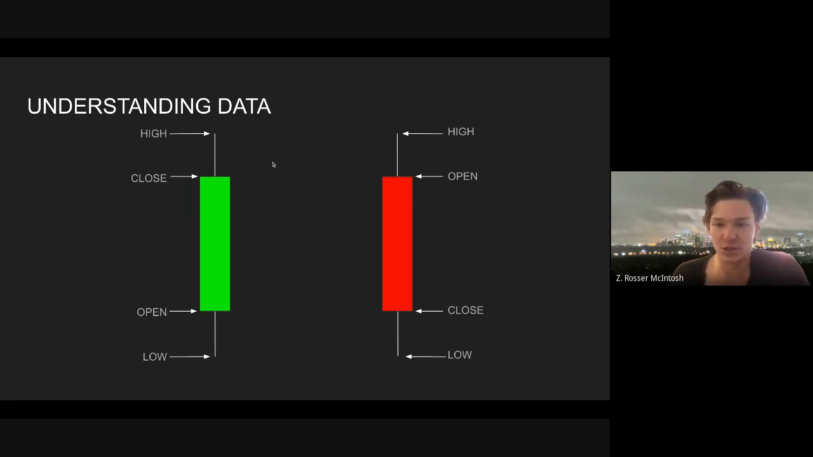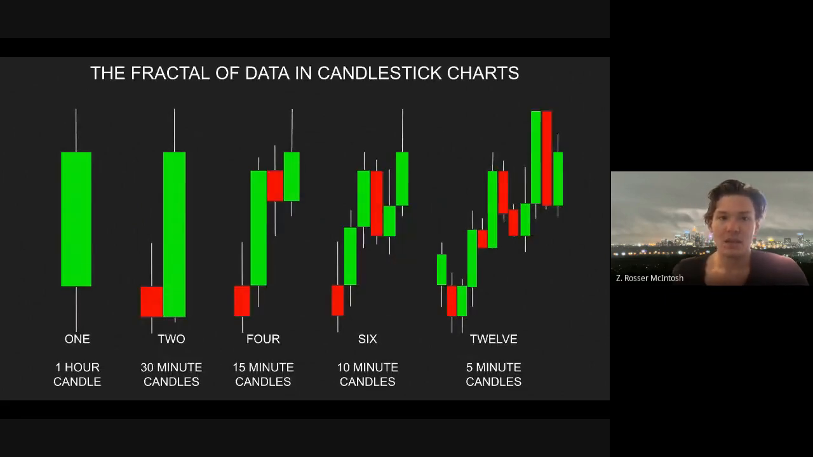For red candles, it's just a reversal of the body. So the top represents the open of that period, and the bottom represents the close. The wick, of course, is, again, still high and low during that period. So it might mean we opened here at the beginning of however long this length of time is, and we closed here at the end of that period of time.